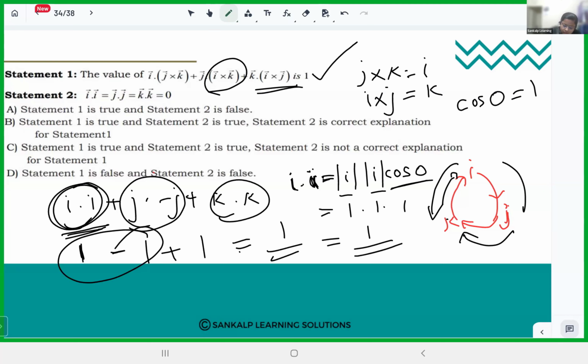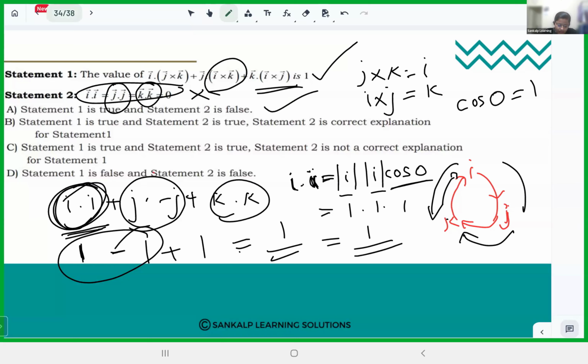What about statement 2? Statement 2 is wrong because we have already told that I dot I is equal to 1. Similarly, j dot j is also equal to 1 and k dot k is also equal to 1. So statement 2 is wrong, right? So which option is right here? Statement 1 is true and statement 2 is false. Option A is the right answer.